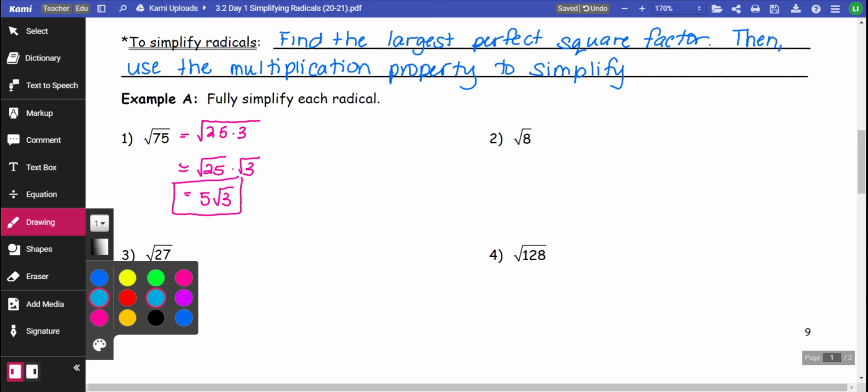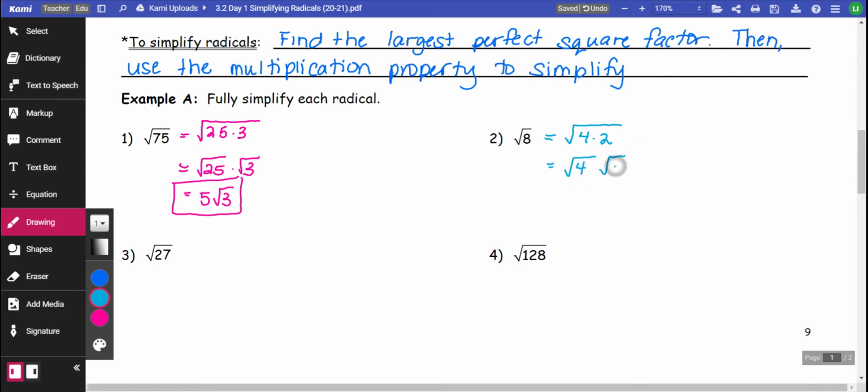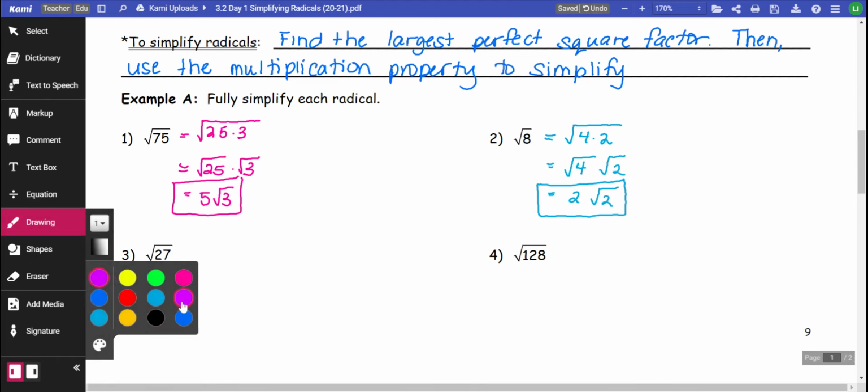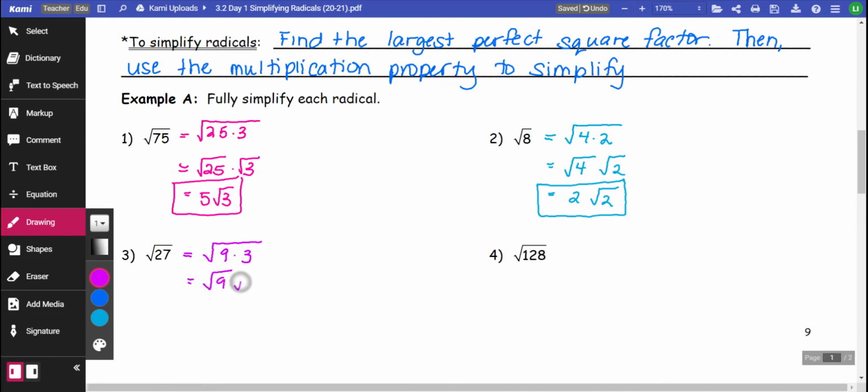Now number 2, I have the square root of 8. The largest perfect square that's going to divide evenly into 8 is 4. It's 4 times 2. Now I use my multiplication property to separate those. Square root of 4 is 2, and I have my square root of 2 left over. Number 3, we have the square root of 27. The largest perfect square that divides evenly into 27 is 9. That's 9 times 3. Split those into 2 radicals: square root of 9 times the square root of 3. The square root of 9 is 3, and I have my root 3 left over.